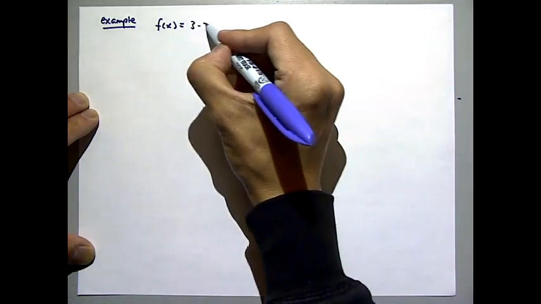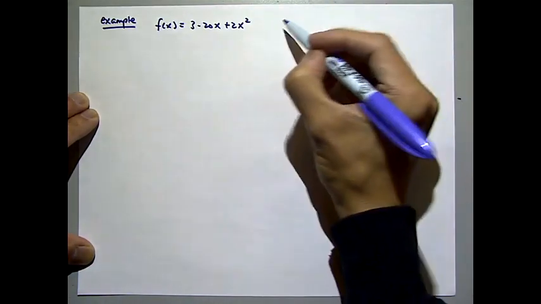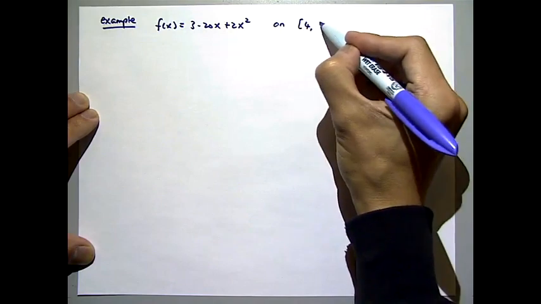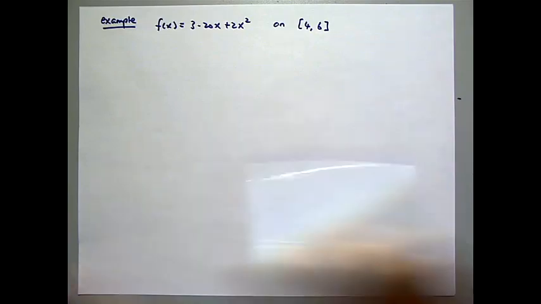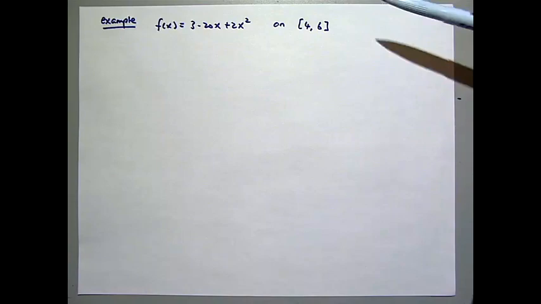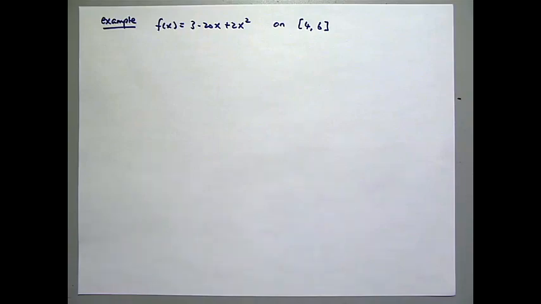Let's have 3 minus 20x plus 2x squared, and we'll look at the interval from 4 to 6. Suppose the question is, can you say, without doing anything excessive, that there is at least one place between 4 and 6 where the tangent line would be horizontal? And we know that's going to happen at least one place if Rolle's theorem's requirements are met.